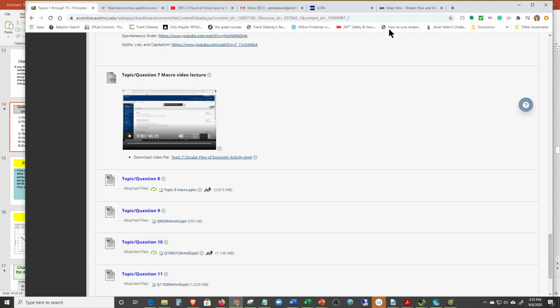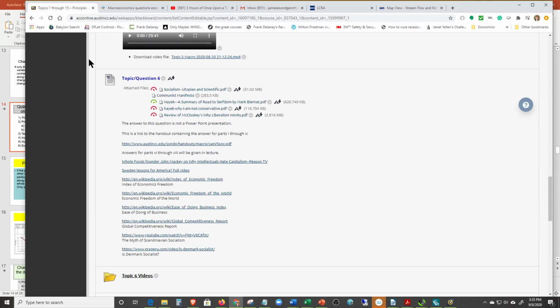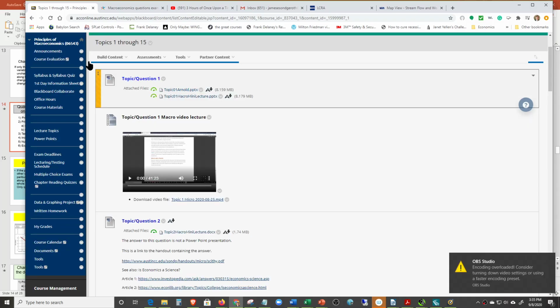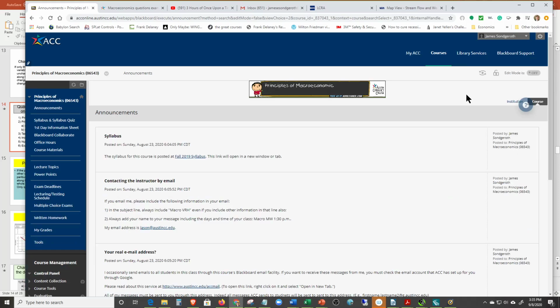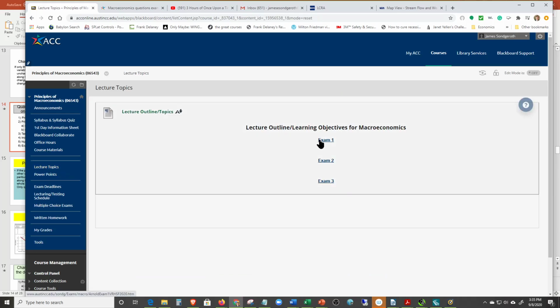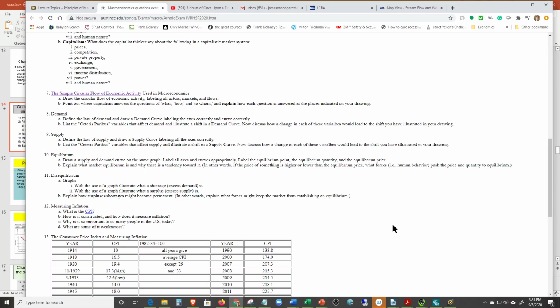So let's begin. Let's go back to the main page of our course, and maybe I'll turn the editing button off so that it looks more like what you see when you enter it. And so we're going to go to the lecture topics and click on exam 1 and open it up in a new tab. I've already done that. It's right here. And so topic 8 is demand.